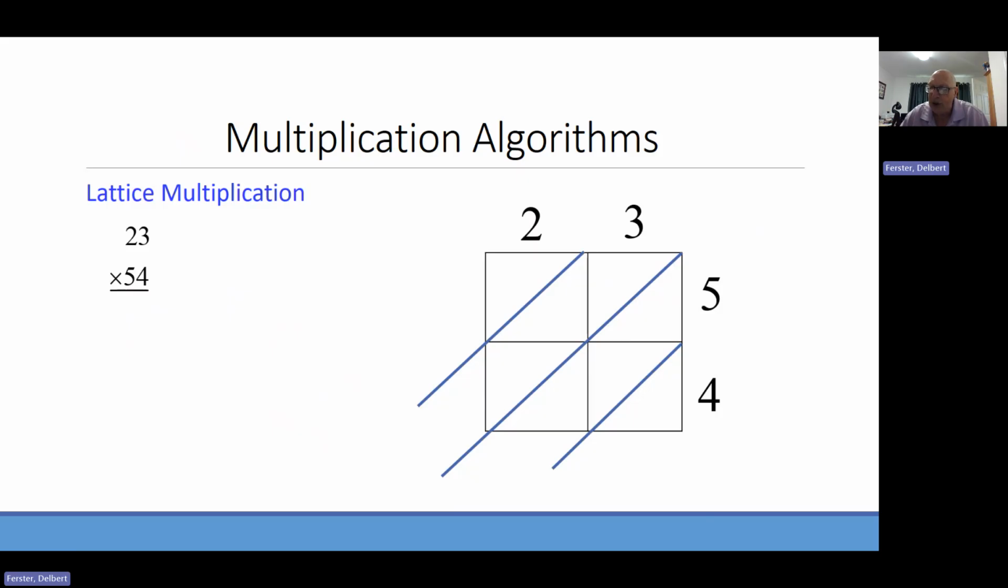So we're going to fill in each of those grids with 3 times 5. Then we'll do 3 times 4. And we'll do 2 times 5. And we'll do 2 times 4. So again, the order in which you do these doesn't really matter that much.